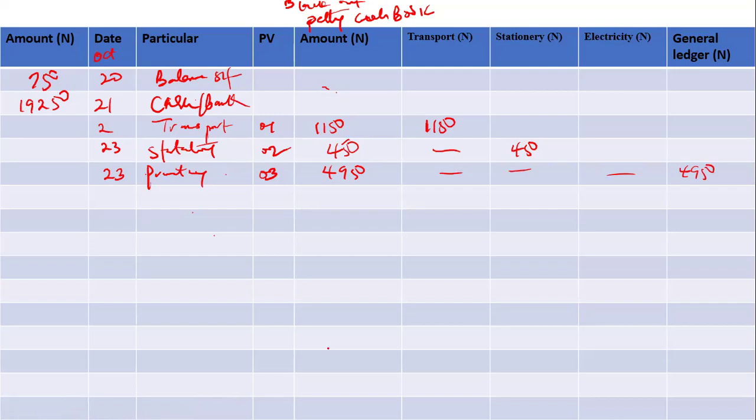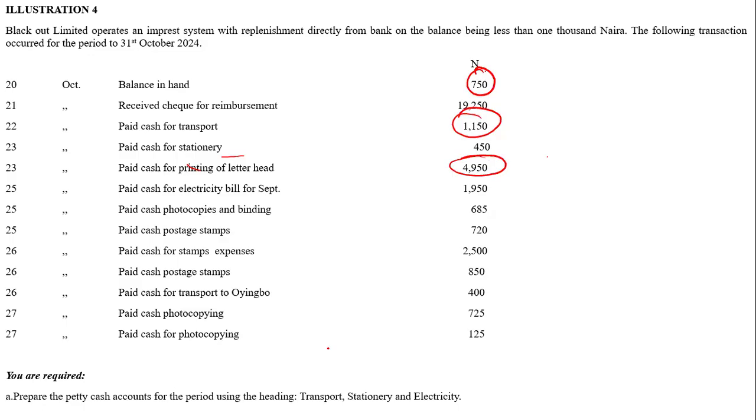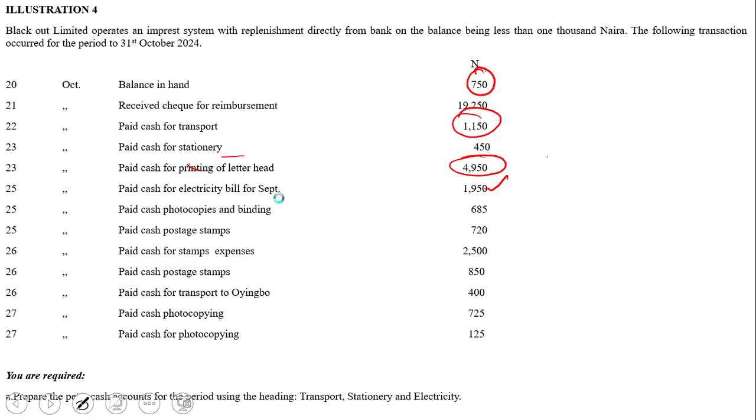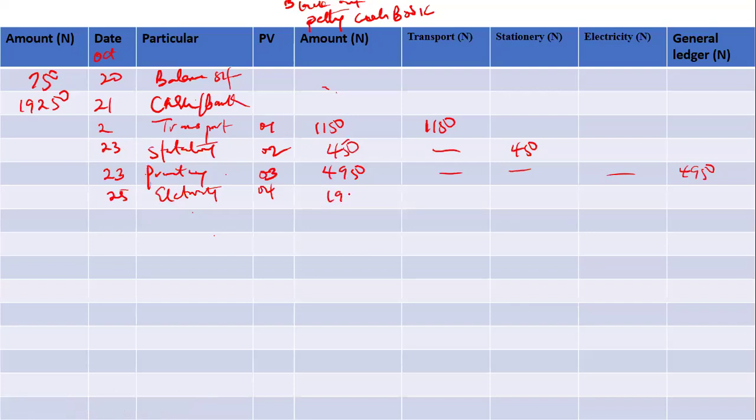Next, move to the next date, which is electricity. Electricity, 25th. Electricity voucher 4, and that is 1950. So which will come here, 1950.